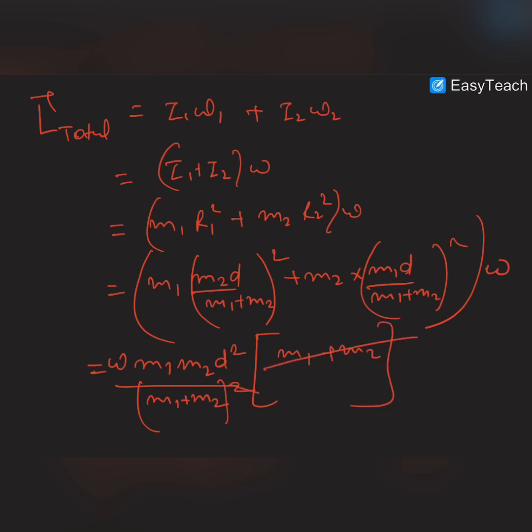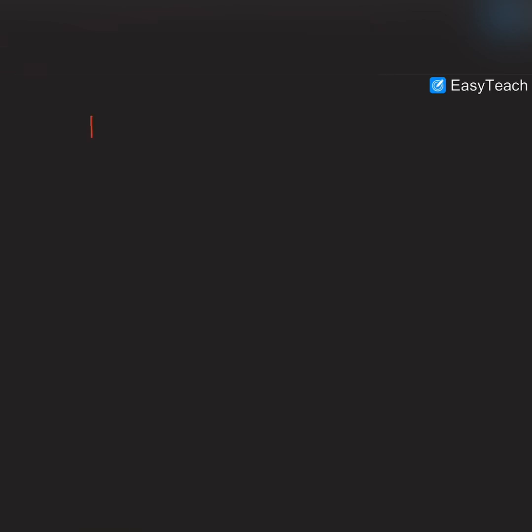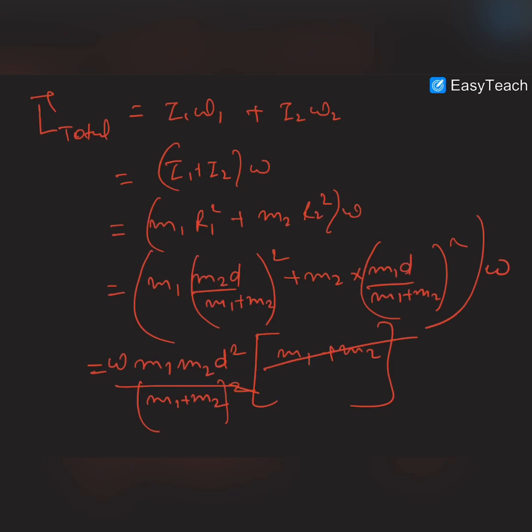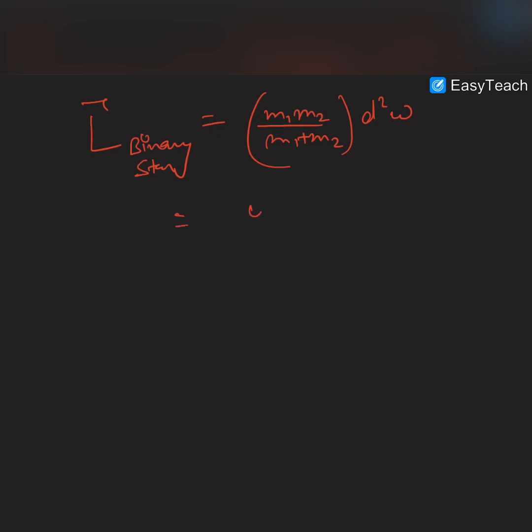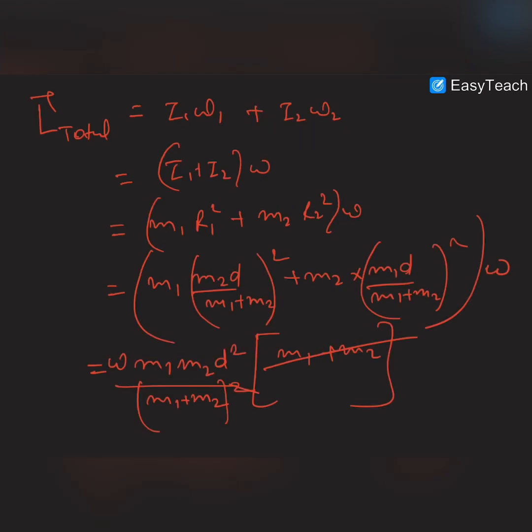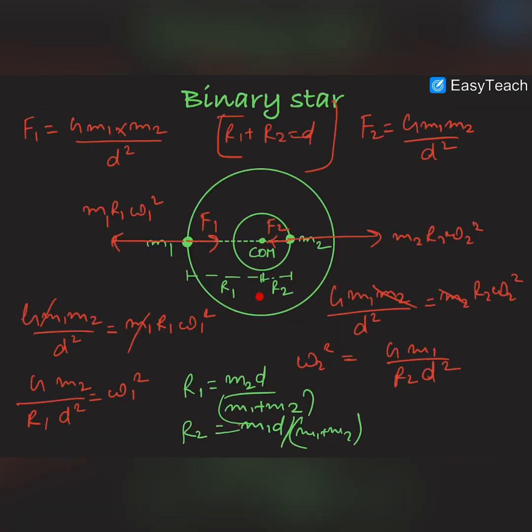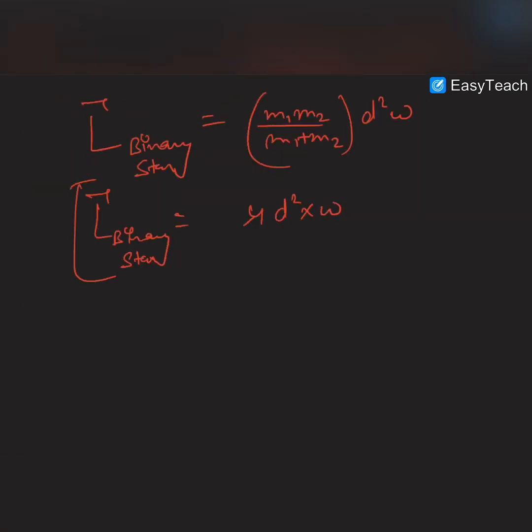Cancelling this m1 plus m2 with this one, we can see that the angular momentum of the system L of binary star will be equal to m1 m2 by (m1 plus m2), which is mu, into omega into d square. So this is mu d square omega, the angular momentum of the binary star. If they are rotating in the anti-clockwise sense, then this angular momentum would be out of the plane, and if they are rotating in the clockwise sense, then this angular momentum would be inside the plane.